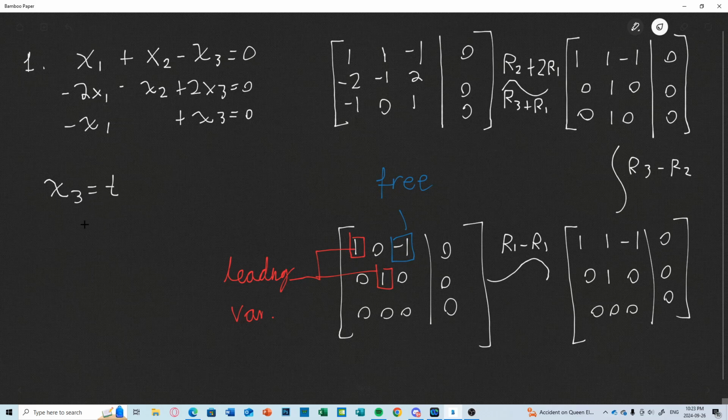Our x2 is going to be equal to 0, because we have a 1 and 0. That just equals 0. And finally we're going to have x1 minus x3 gives us 0. So x1 minus x3 is equal to 0, meaning that x1 is equal to x3, meaning x1 is equal to t.